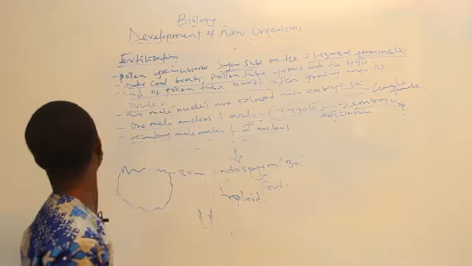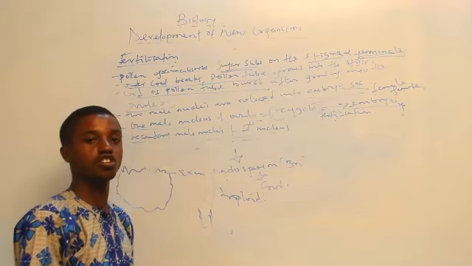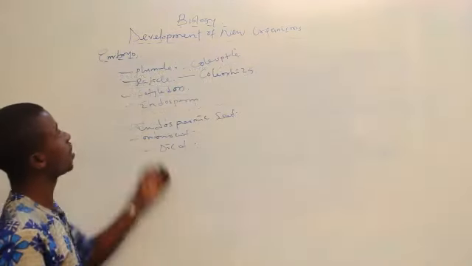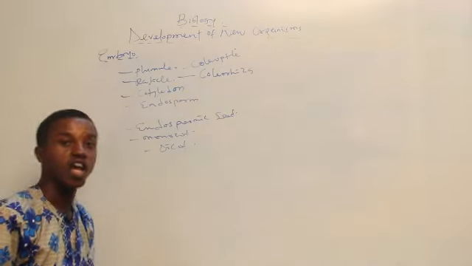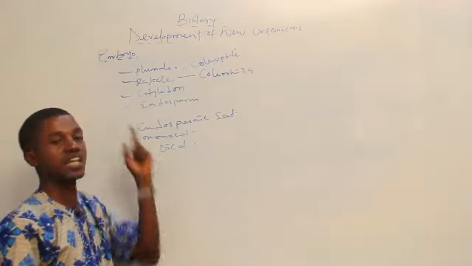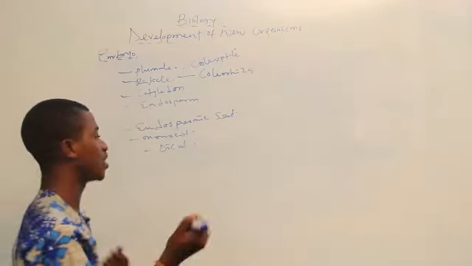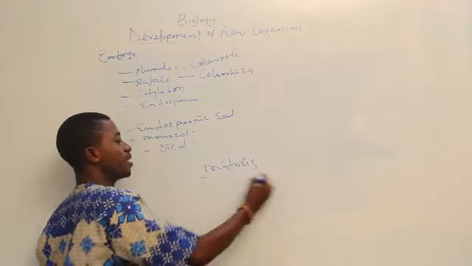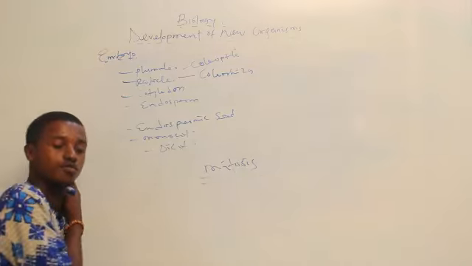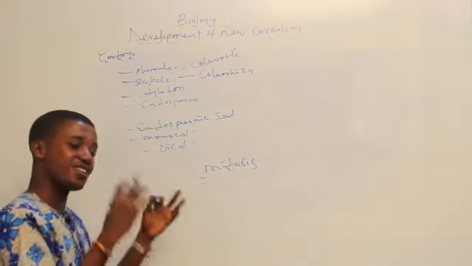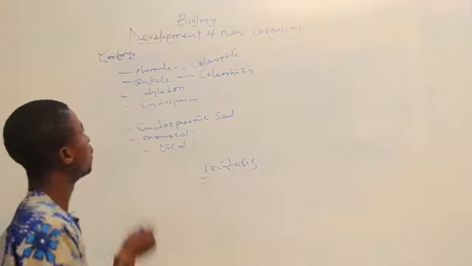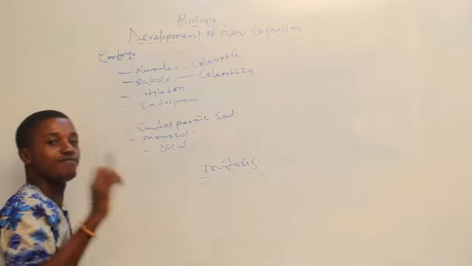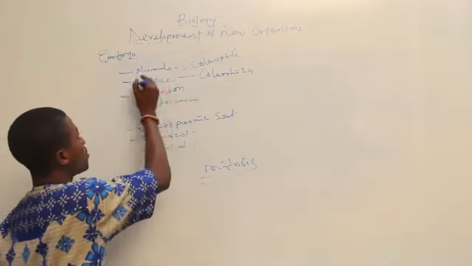Now we're going to be looking at the structure of the embryo. Don't forget, it is the zygote that forms the embryo. The zygote forms the embryo through a cell division called mitosis. The cells rearrange themselves and they form the embryo. The embryo consists of several major parts. One of them is called the plumule.